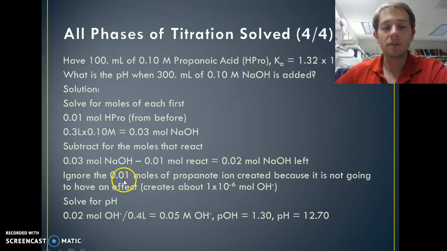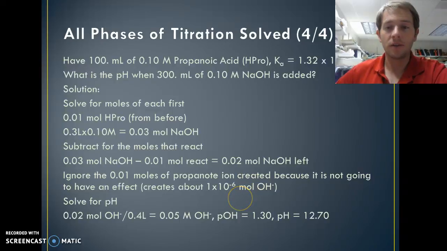You can ignore the 0.01 moles of propanoate ion that are created because it's really not going to have an effect. Unless you're extremely close to equivalence, you can ignore that. And how would you know if you're extremely close to equivalence? Well, when you solve for this, if your moles of acid and base are very similar, then you're going to be very close to equivalence, and so you might not be able to ignore that. And that's going to create a much more difficult problem. We're not going to go into that.